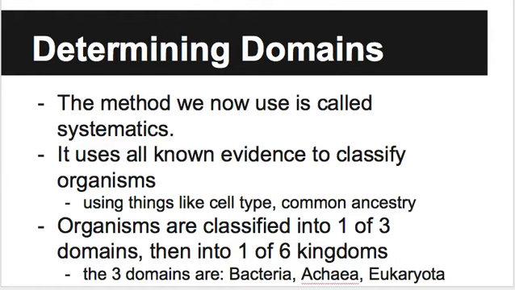Determining domains. The method we now use is called systematics. It uses all known evidence to classify organisms. So it uses what type of cells the things are made of, the common ancestor. There are a lot more criteria that it goes on than just those two, but we're not going to name all of them. Organisms are classified into one of 3 domains and then one of 6 kingdoms. The 3 domains are bacteria, archaea, and eukaryota.